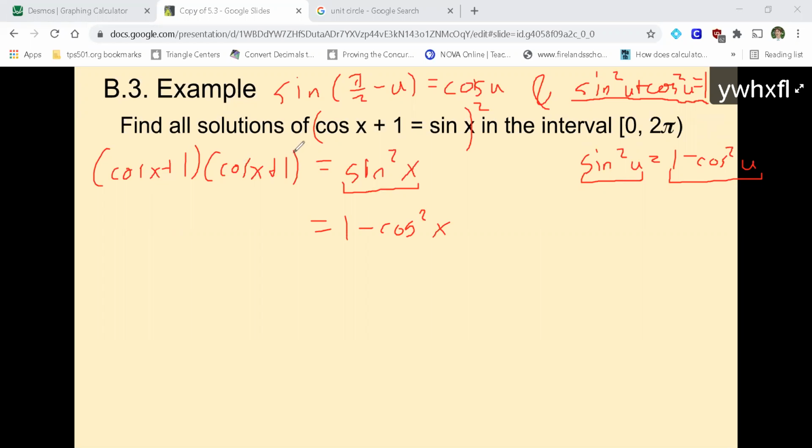If I go ahead and simplify the left side of this as well and distribute, cosine times cosine is cosine squared. Cosine times 1 is cosine. 1 times cosine is cosine. 1 times 1 is 1.